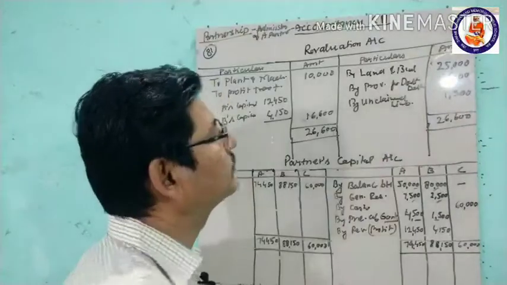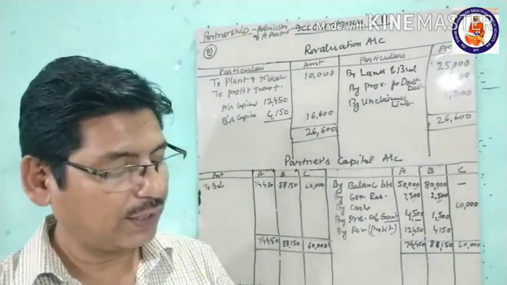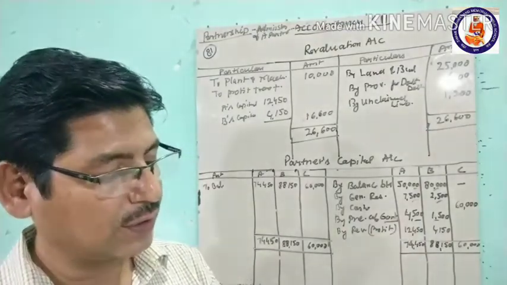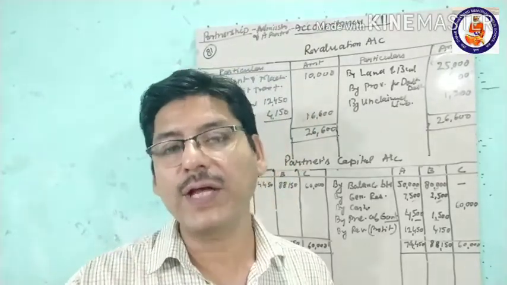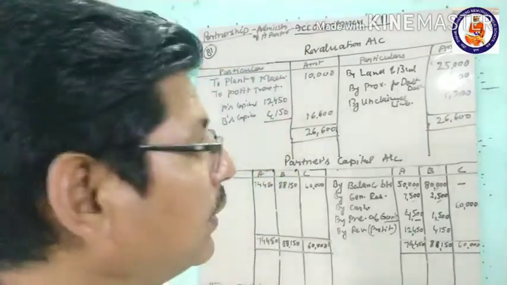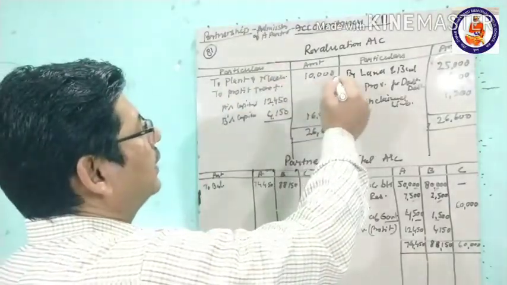Revaluation account, land and building account debit to revaluation account. Then in plant and machinery, 60,000. 70,000 is shown in the old balance sheet. Now 60,000 is the value, meaning the value has gone down. So here, the revaluation account here to plant and machinery 10,000.